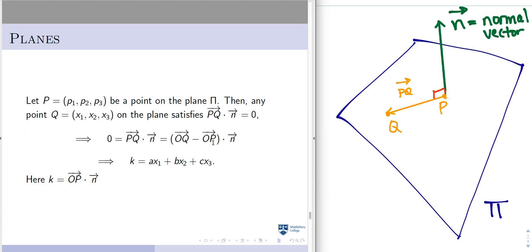So now we see that given a plane, pi, if we have any point on the plane, P, then any other point Q on the plane must satisfy that this displacement vector PQ is perpendicular to the normal vector. We can write this using the dot product. And then after a bit of rearrangement, and recalling how we compute displacement vectors, we are led to the following equation. I'll let you have a think about this, and if you have any questions, then please let me know.